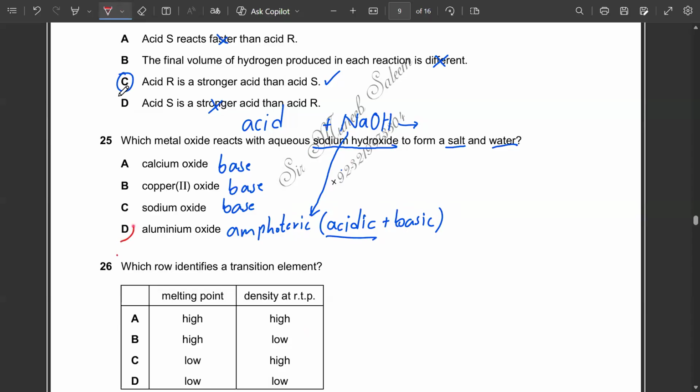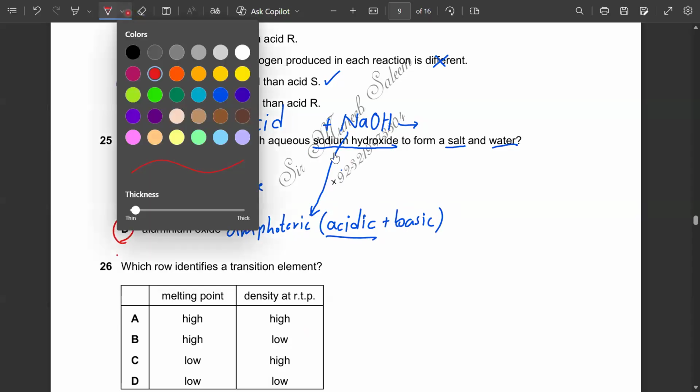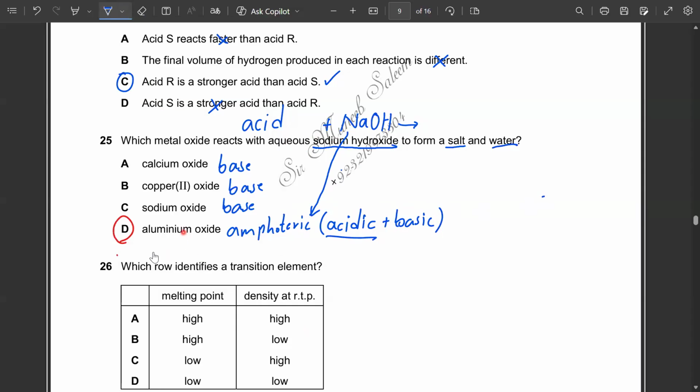And we learned in the previous class what other oxides are considered to be amphoteric. We have lead oxide, zinc oxide. So apart from aluminum oxide, which is Al2O3, these two are also amphoteric compounds.